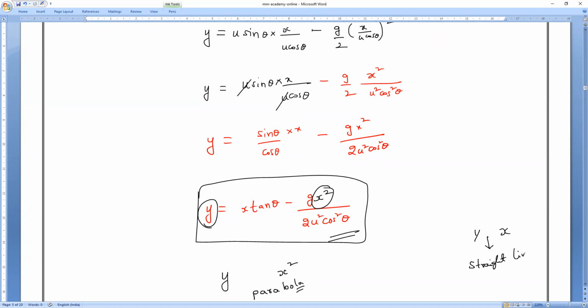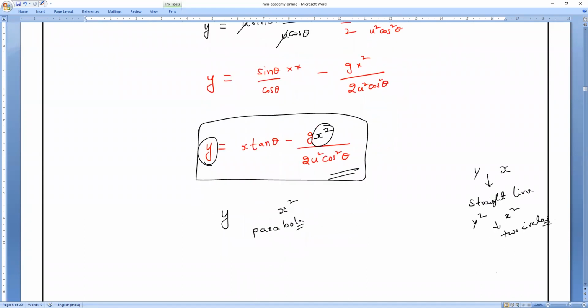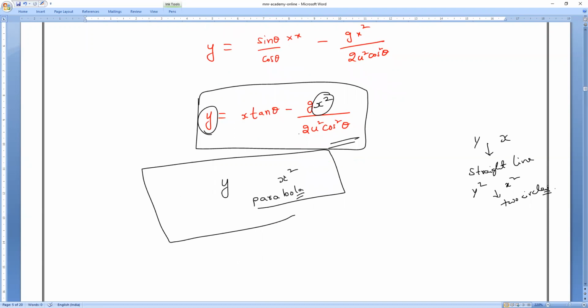If x and y are coming, both the same, then that is indicating what graph? A straight line graph. Okay. So if we are getting y square and x square, then that is indicating two circles will come. So whenever you are getting the values y and x square, that is indicating the shape, a parabola. You have to remember. Very, very important.